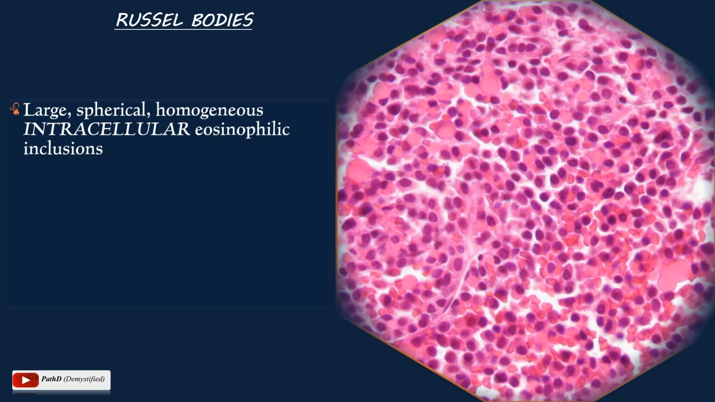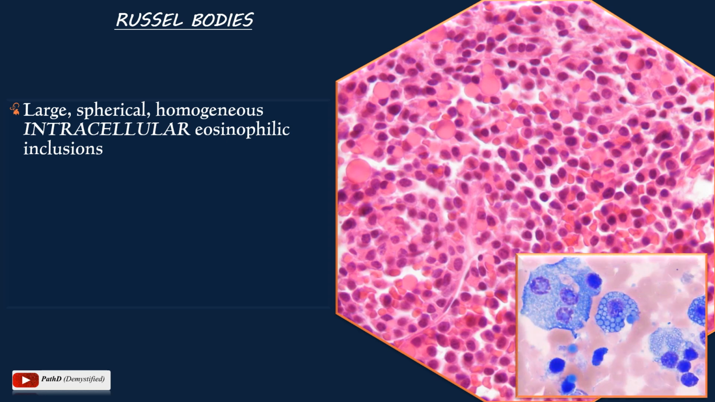So now the second example is Russell bodies. Now what are Russell bodies? These are large eosinophilic inclusions within the endoplasmic reticulum of the plasma cells. Now this is an H&E section in which you see these large pinkish, that is eosinophilic, inclusions within the plasma cells. The same thing here, this is a bone marrow aspirate, and this large cell over here is a plasma cell. This is the nucleus, and you see around the nucleus in the cytoplasm these are inclusions.